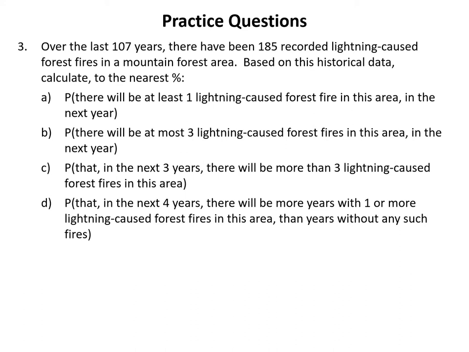For part A, the probability that there will be at least one lightning-caused forest fire in this area in the next year. For part B, the probability that there will be at most three lightning-caused forest fires in this area in the next year. For part C, the probability that in the next 3 years, there will be more than three lightning-caused forest fires in this area.